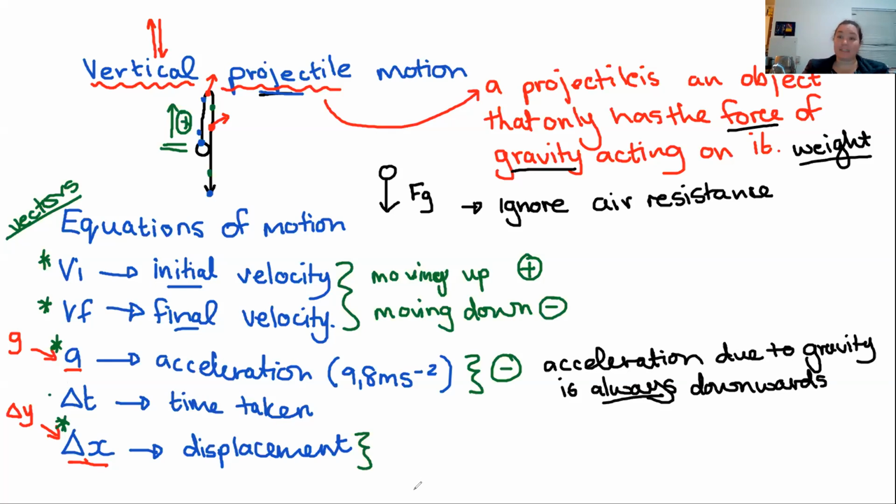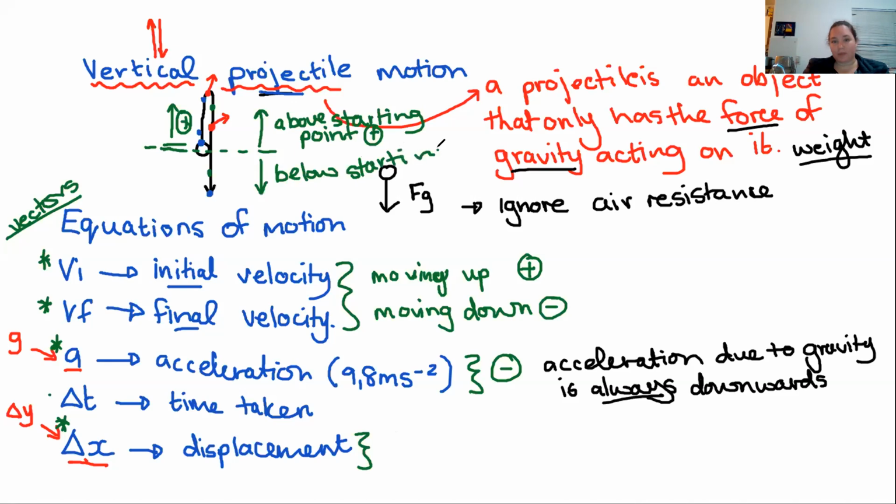Now, displacement works a little bit differently to velocity. What we do is we look at the position where it started. So we're going to take this at a height of 0. Anything that is above here, so above the starting point, we would have a positive displacement, and below the starting point, or technically a downwards movement, would be negative. So I'm going to say above the specific starting point.